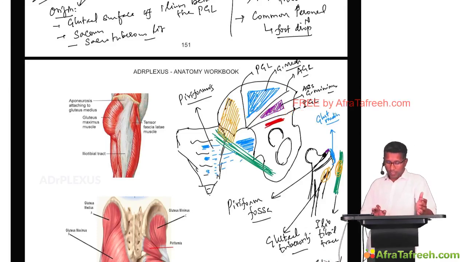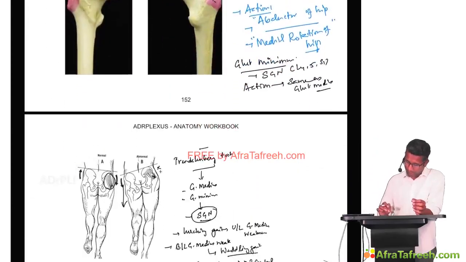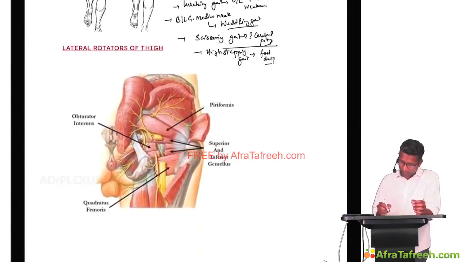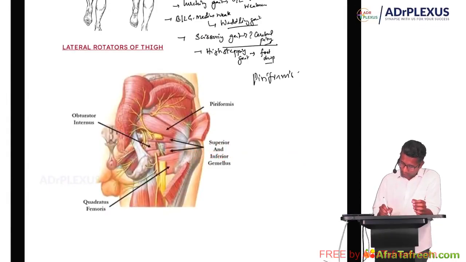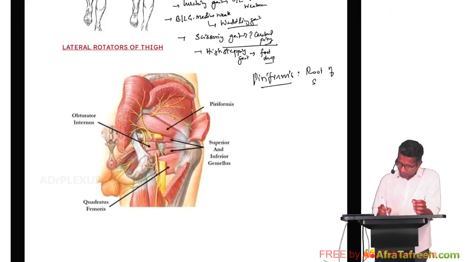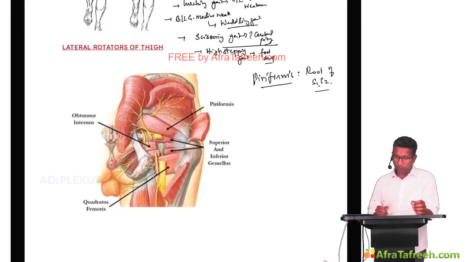So this is about the piriformis muscle. The piriformis muscle is supplied by the roots of S1 and S2. So we'll just write here: piriformis muscle, supplied by roots of S1 and S2. This muscle is a lateral rotator of the hip joint.